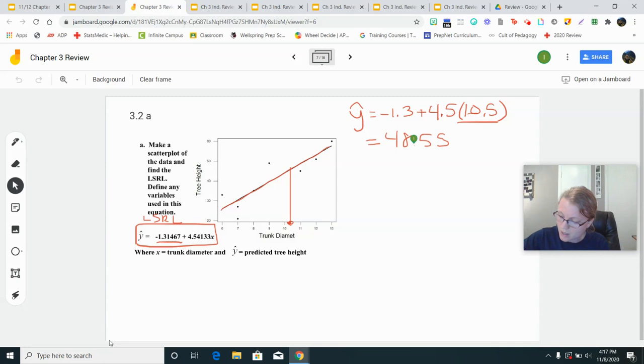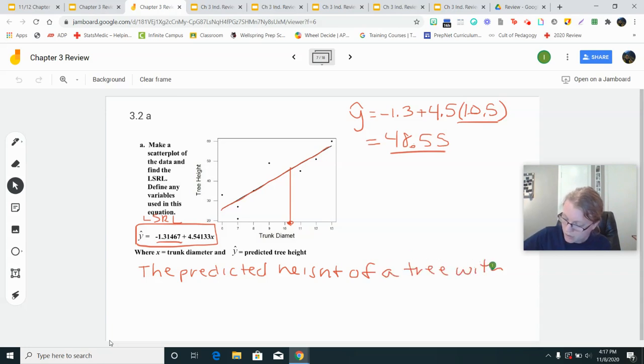So we would say, if we wanted to explain this to somebody, what we did, the predicted height of a tree with diameter of 10.5 is 48.55. Now, what I want to be careful of, though, is extrapolating.